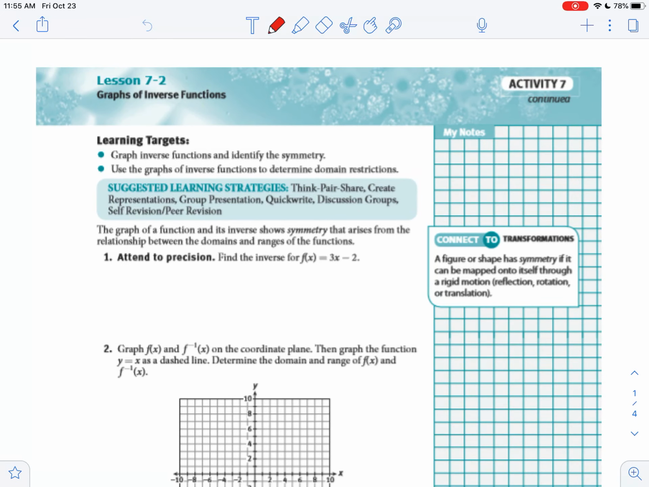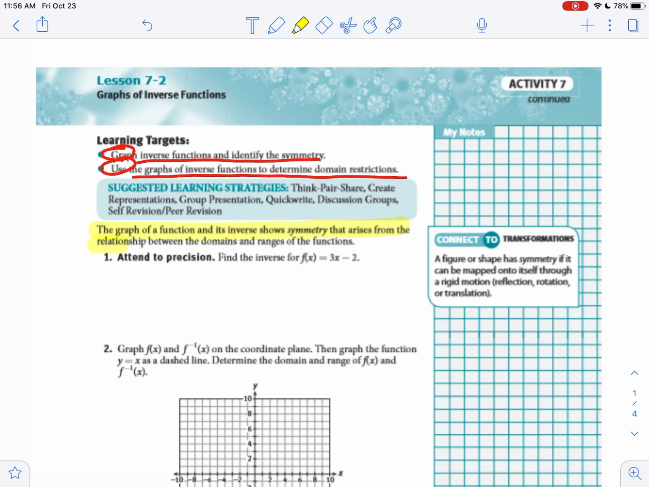Okay, we are on to lesson 7.2, which is graphs of inverse functions. In this lesson, we have two learning targets. We want to be able to graph inverse functions and identify the symmetry. We also want to use the graphs of inverse functions to determine the domain restrictions.